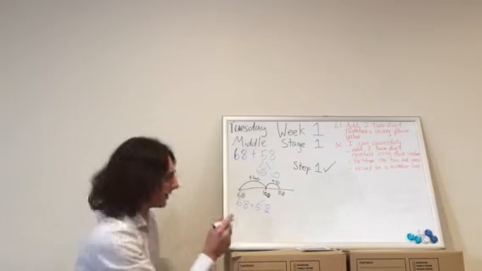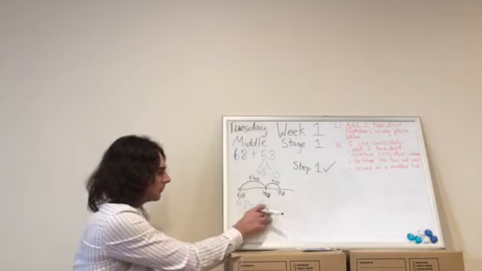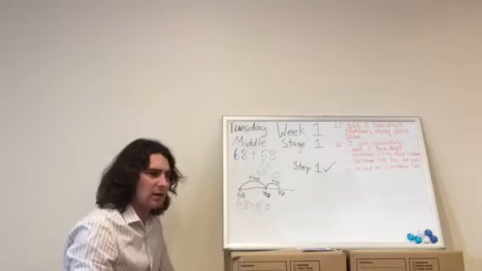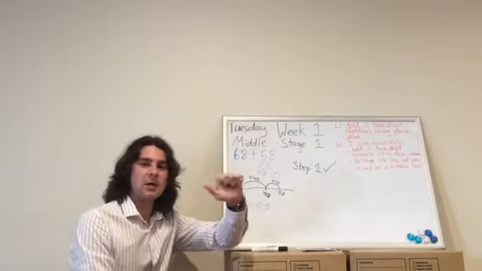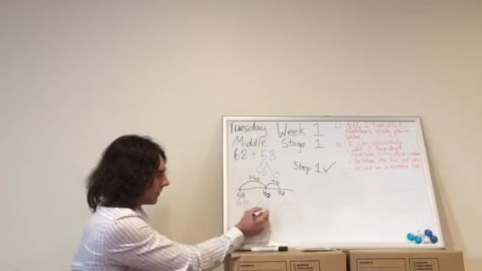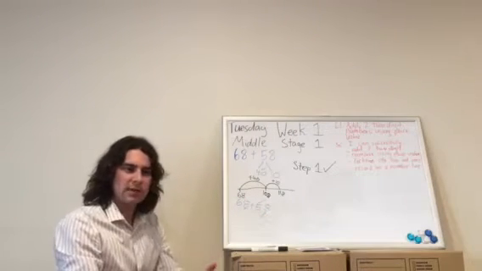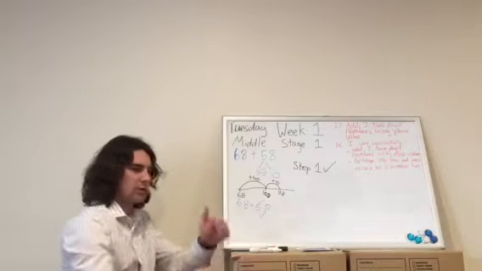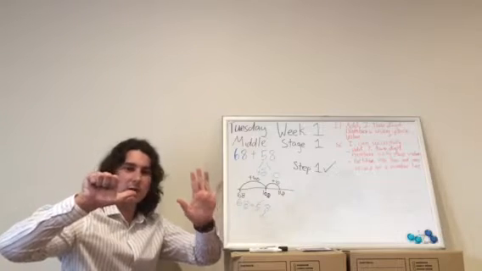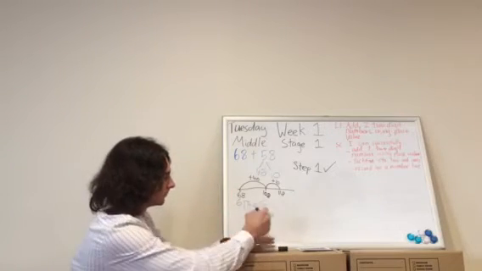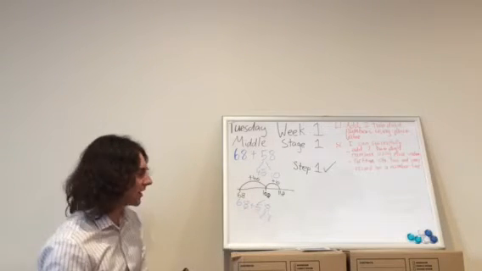Okay, I need to find 8's friend of 10. Now I remember that if I'm going to reach 10, starting from 8, I go from 8, 9, 10. So my first number that I partition is a 2. How much more do I need to get to 8? 2, 3, 4, 5, 6, 7, 8. So I need to add on 6 more. That is my second number. 2 plus 6 equals 8.